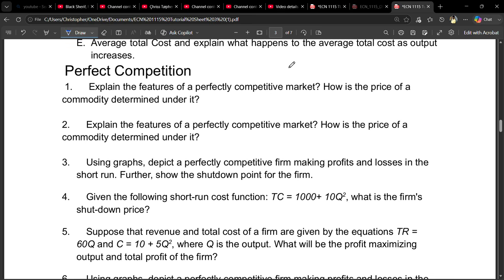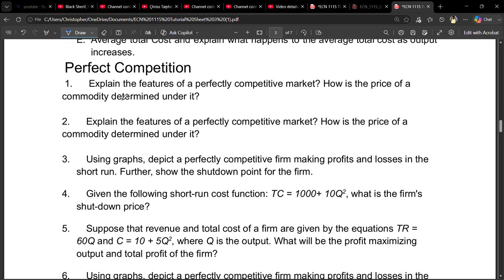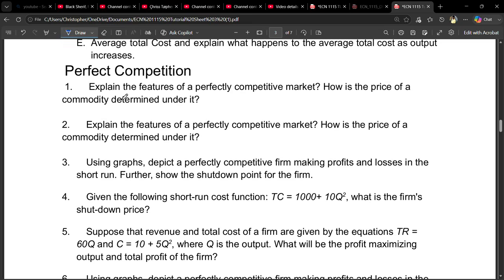Okay, so continue the study of the preparation for the exam, starting on perfect competition. The first question that we have here is saying, explain the features of a perfectly competitive market and how the price of a commodity is determined under it.